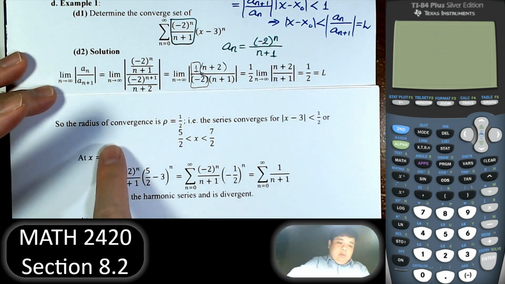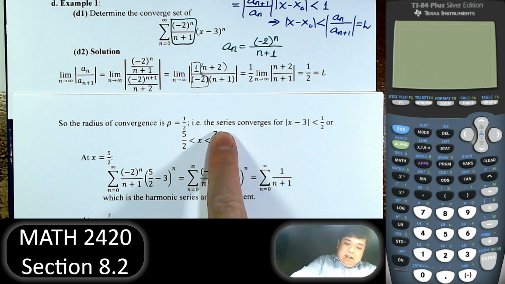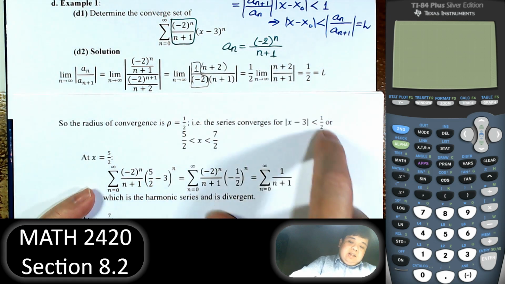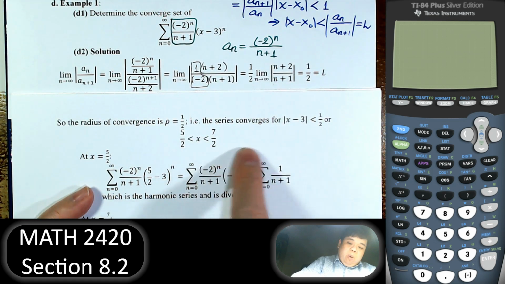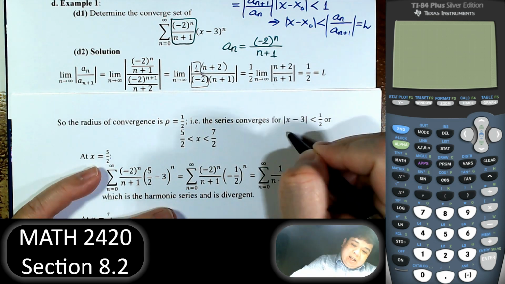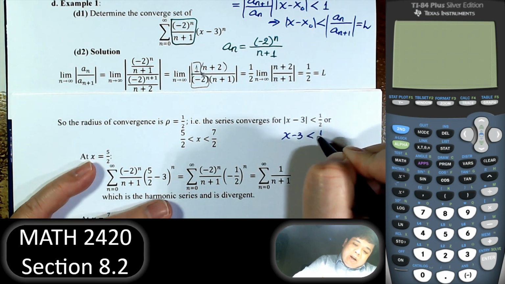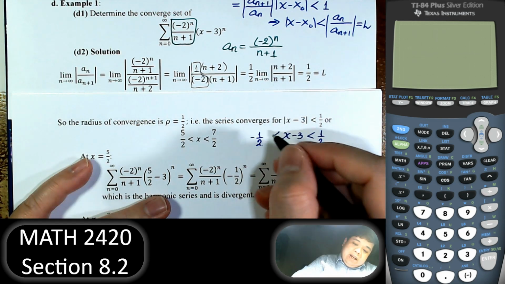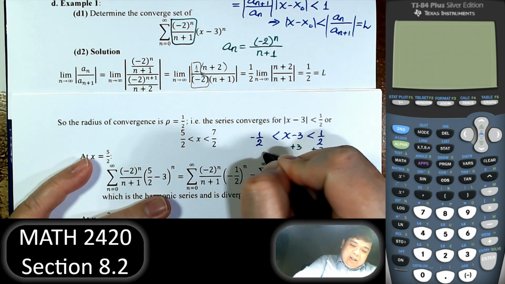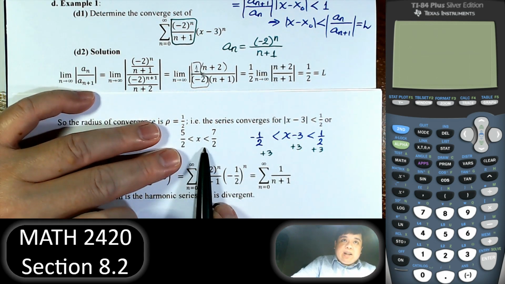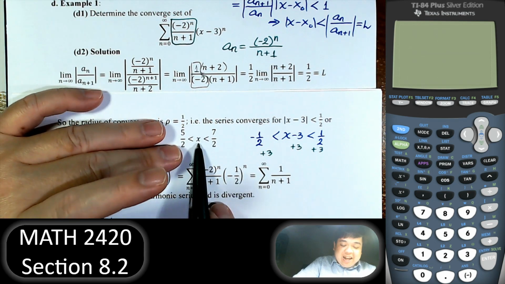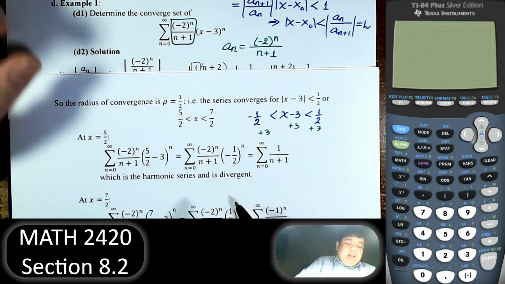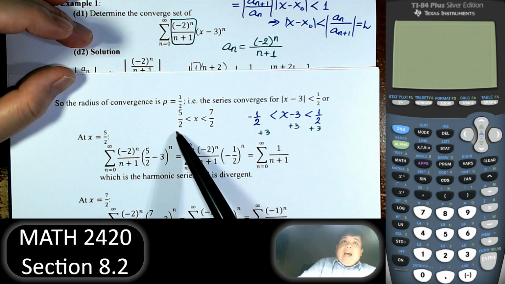Right. So we write the radius of convergence is 1/2. Therefore, the series converges if |x minus 3|, x minus the center 3, is less than 1/2, or if we solve for it, x minus 3 is less than 1/2 but greater than negative 1/2. And then we add 3 everywhere. That gives us 5/2 less than x, less than 7/2. So that's what we have here. Right. And finally, we know that it is convergent between 5/2 and 7/2.